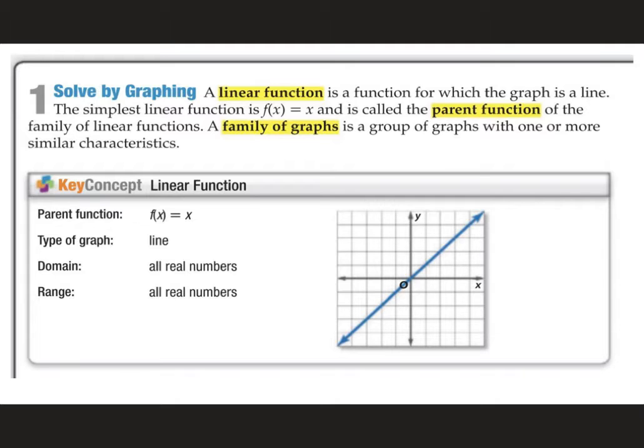So the simplest linear function is f of x equals x or y equals x. Remember, f of x is the same thing as y. And this is basically known as a parent function, meaning there's a family of graphs, a group of graphs with one or more similar characteristics. Because lines are very similar, we can have a whole bunch of lines which are being stretched or compressed. It doesn't really matter, and it's all falling under the same characteristics of a linear function graph.